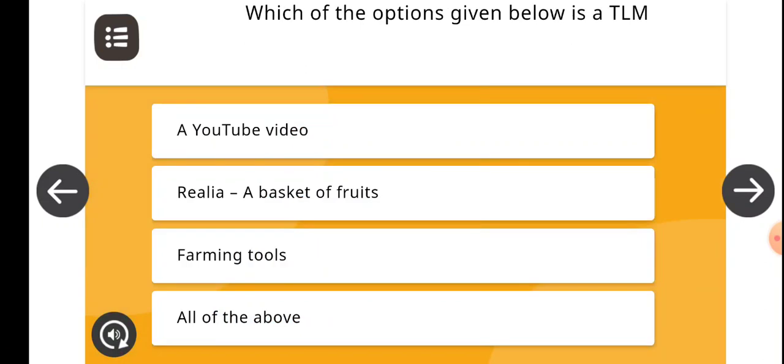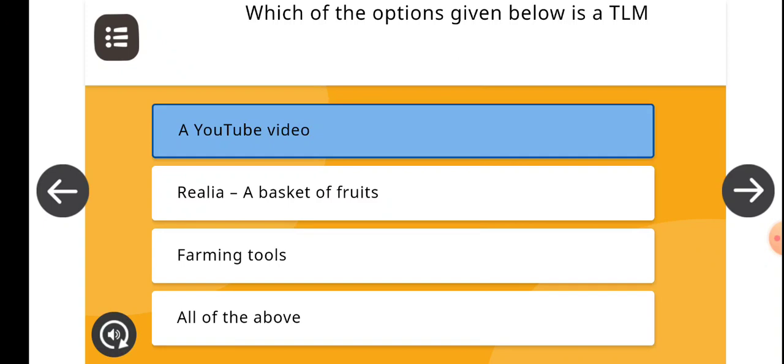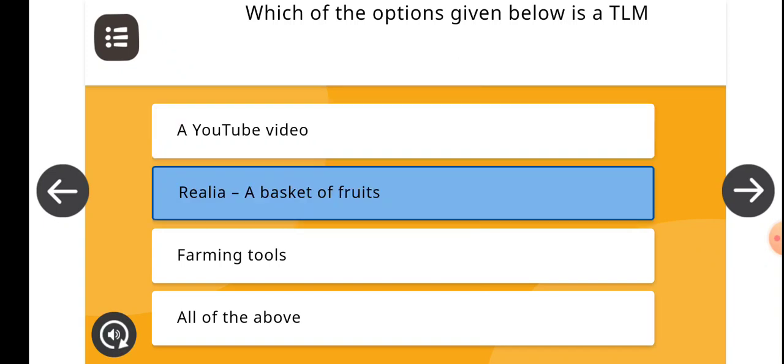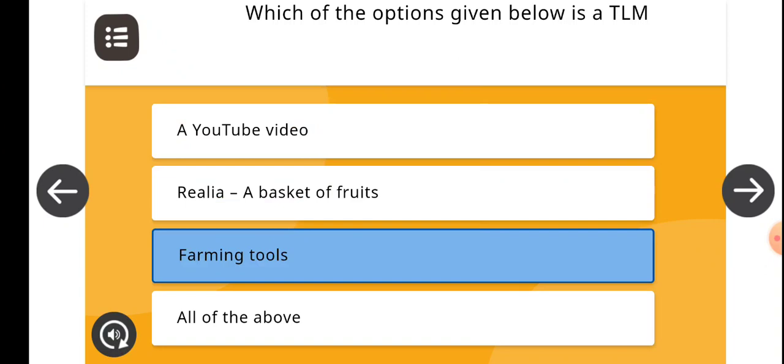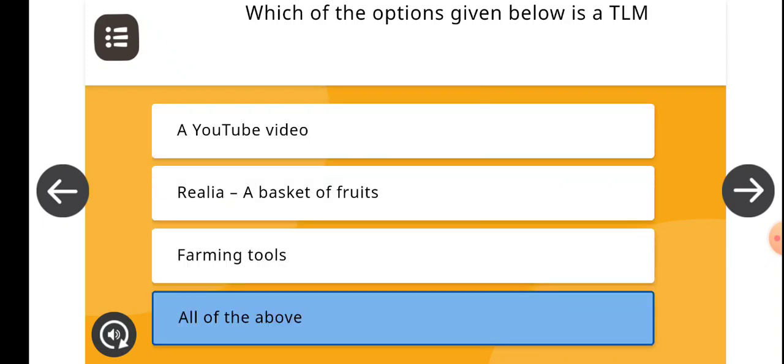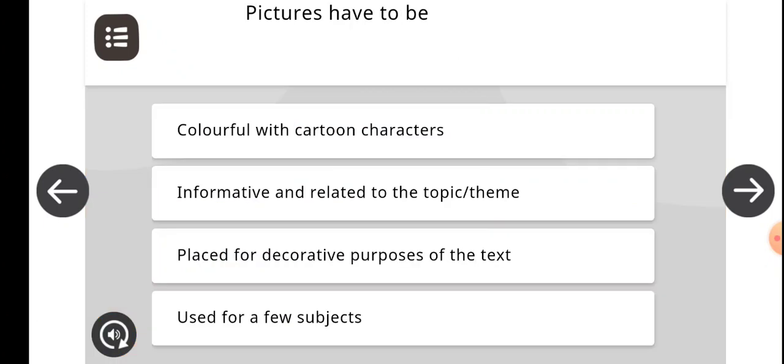Which of the options given below is a TLM? Among these options, what will we consider as a TLM? A YouTube video, while dealing with news stories or rhymes, we use YouTube as a TLM tool. Realia, as I said, means things we use in daily life, taken as TLM. So this is also a TLM. And farming tools. While dealing with a farming class, you will show the farming tools to the students as a TLM. So all these three are right answers. All of the above is right.